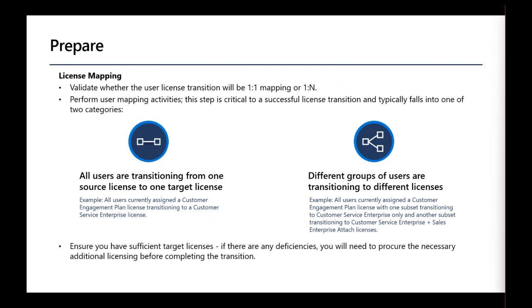The next step is to map the license transition. If the mapping is one-to-one, this means that users are transitioning from an old license like customer engagement to a new license like customer service, and there's a one-to-one mapping between the old and new license. Or you may have a situation where the old license may map to multiple new licenses, with some users getting customer service and some getting sales enterprise attached licenses as an example. It's also important to make sure that there are sufficient target licenses ahead of time in case additional licenses need to be purchased, as the procurement process can take some time.